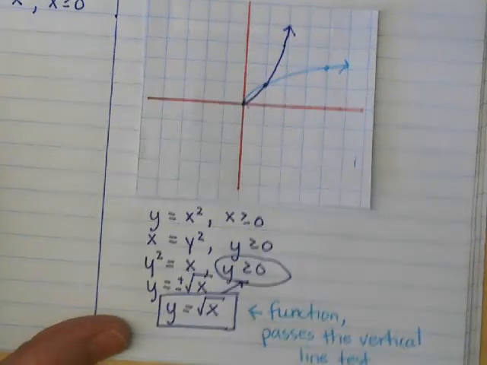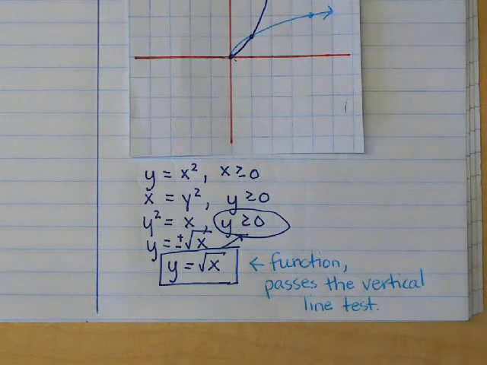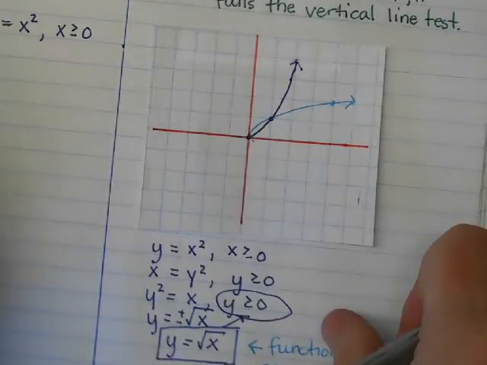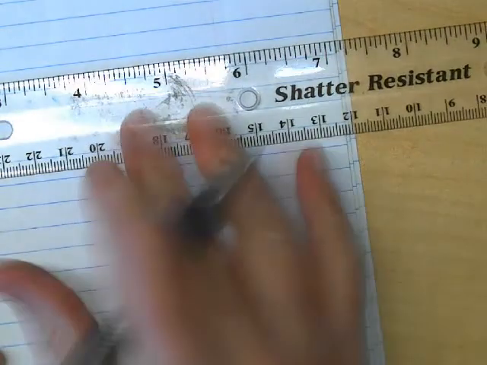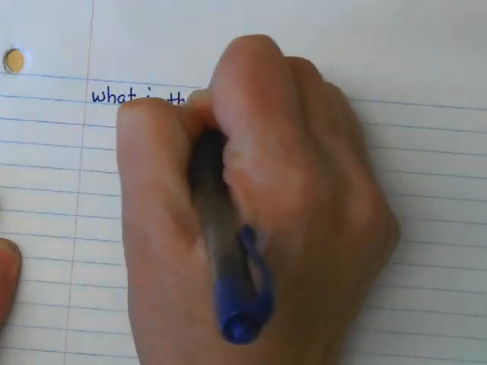Okay, so again, our whole goal is going to be, well, we don't want to do all of this work. I don't want to have to graph these every single time in order to tell if the inverse is also a function. So we have something called the horizontal line test. Okay, so let me get a new piece of paper here. Okay, so let's put over here, what is the horizontal line test?